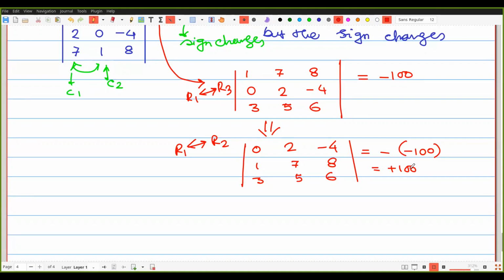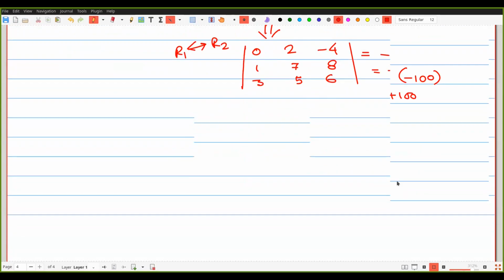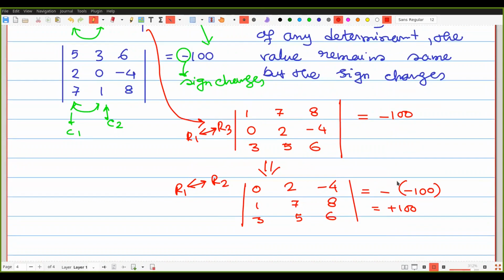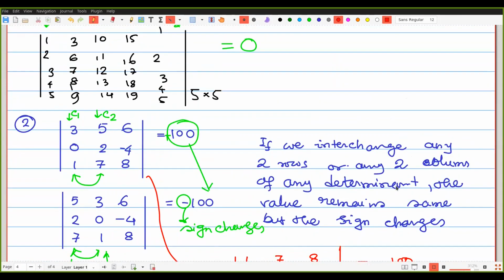Clear? Yes, sir. Okay. Suppose once again I am interchanging and you have to give the value. What is the value of that determinant? So +100. That is +100. Why?